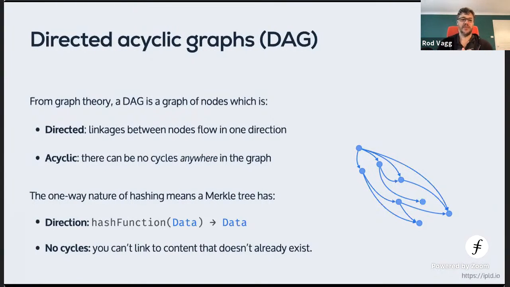It gets baked in, so there's no cycle. So we often end up with terms like Merkle DAG or DAG by itself or Merkle tree. These terms get thrown around a bit, but this is what they mean.